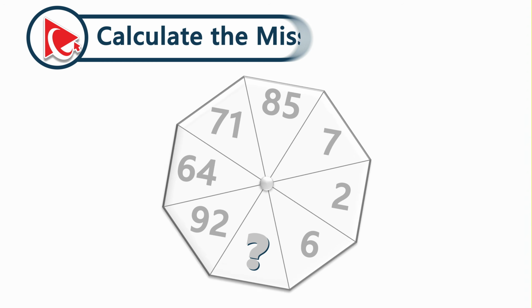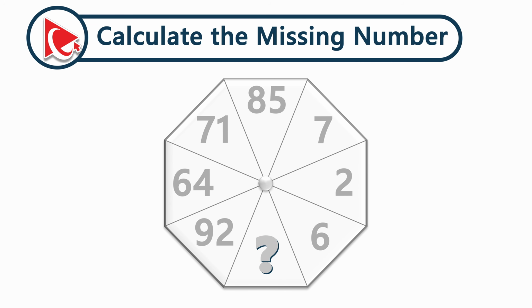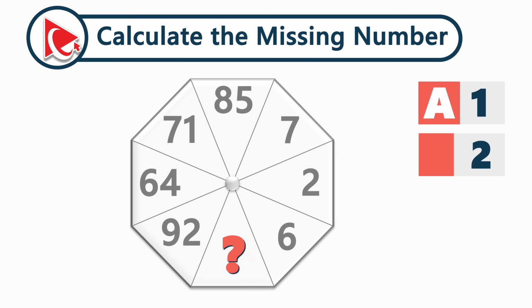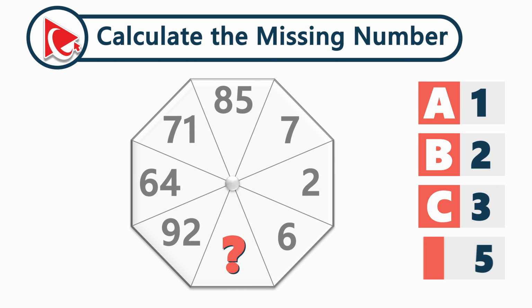You're presented with the octagon where one number is missing. The numbers that are present are 92, 64, 71, 85, 7, 2, 6, and then comes the missing number, which you need to calculate and select your answer out of 4 possible choices: A1, B2, C3, or D5.